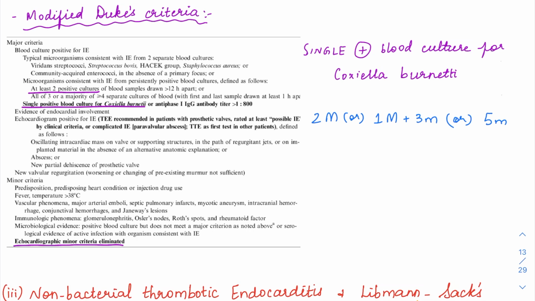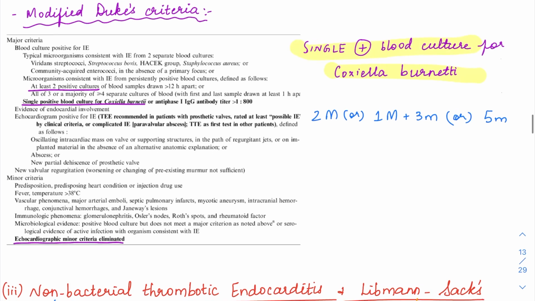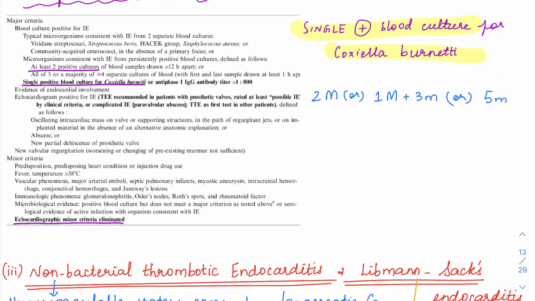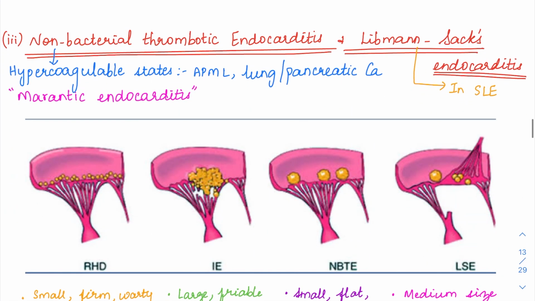But if the causative organism is Coxiella burnetii, the organism responsible for causing Q fever, right? If Coxiella burnetii is the cause for infective endocarditis, then we need only a single positive blood culture, no need of 2 blood samples. That you need to remember. Other than that, we have major and minor criteria in Duke's criteria as well, based upon the vascular and immunological phenomena and evidence of echocardiographic features also. I'm not going into detail about that.